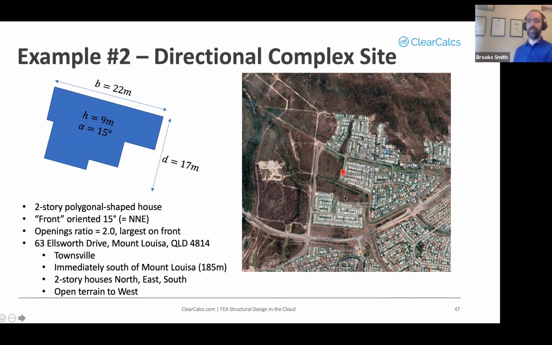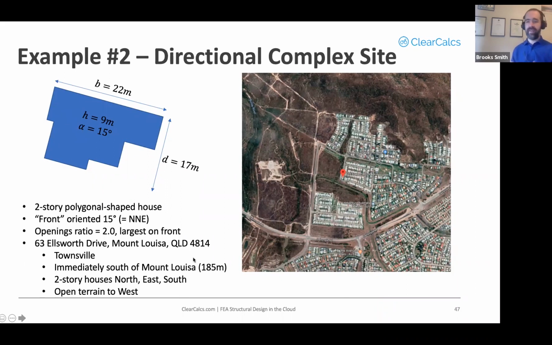That's pretty large, but in this particular structure we are in Townsville, just south of Mount Louisa. You might want to have a lot of windows looking out at Mount Louisa. It's quite pretty. So that may have a very large openings ratio. We're going to say that's 2.0 here.